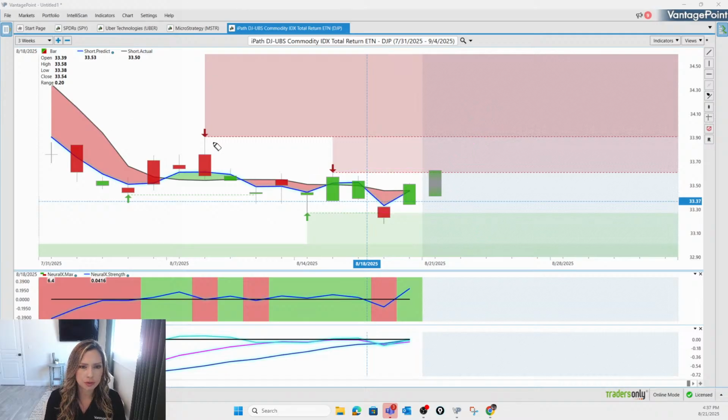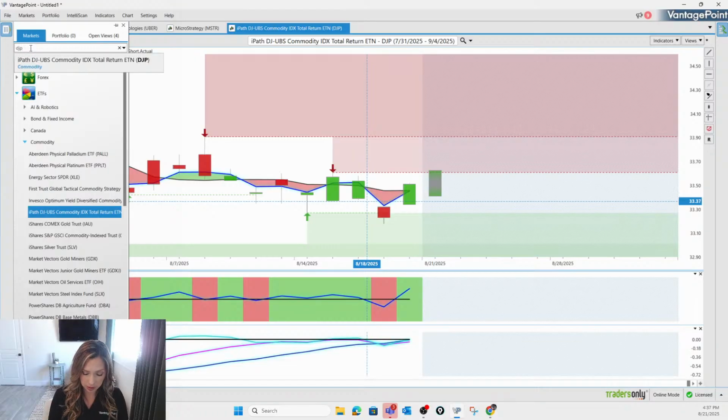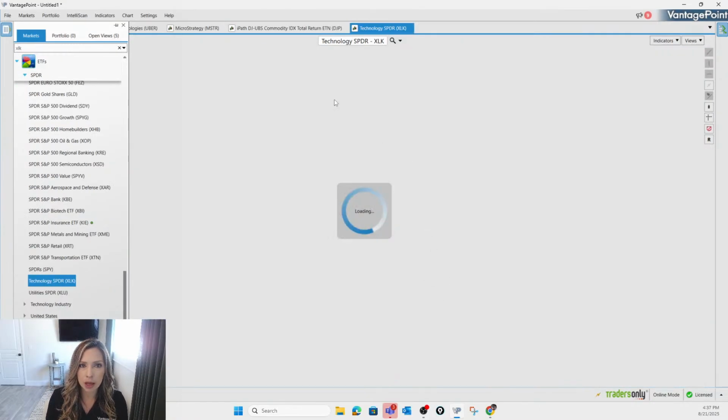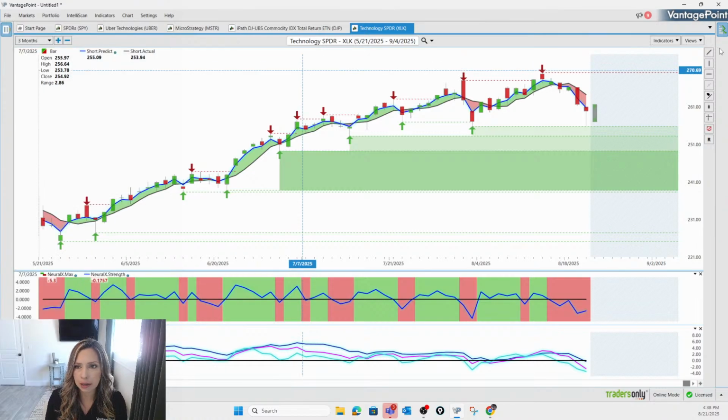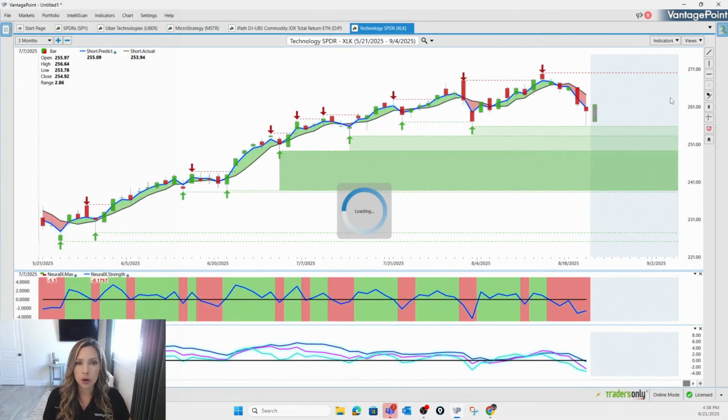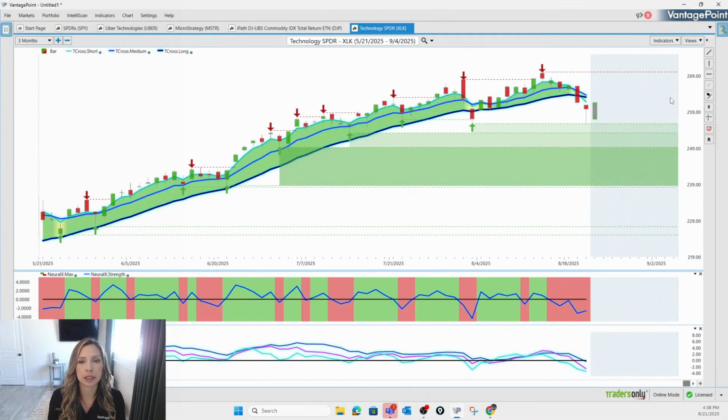So again, just showcasing some of the diversity here in VantagePoint from ETFs. Let's also take a look at some other ETFs here too. We'll even take a look at XLK, right? And if you guys want to take a look at some additional markets, let me know here. XLK has been, again, on an incredible run here recently. I'm going to switch over to our most conservative view.